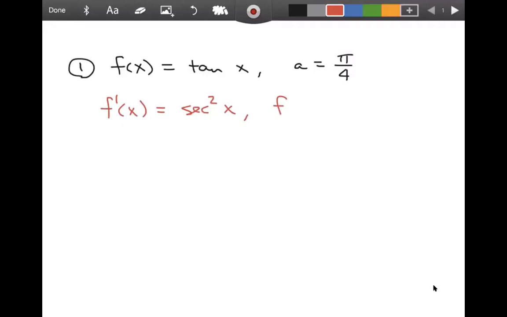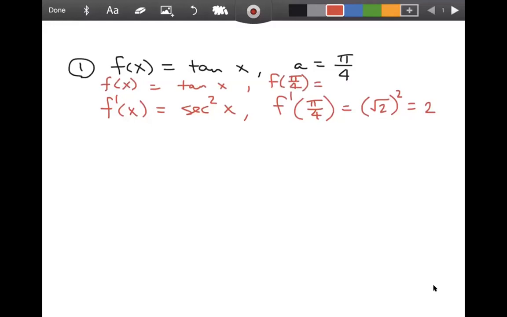When you evaluate that function at pi over 4, the secant of pi over 4 is root 2. Root 2 squared is 2. I almost forgot that I really need to start with f of x. Because the very first coefficient is going to be f of pi over 4. And the tangent of pi over 4 is 1. Okay. So now we can continue.